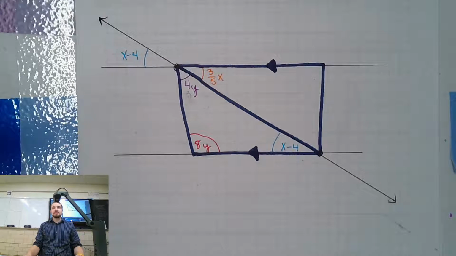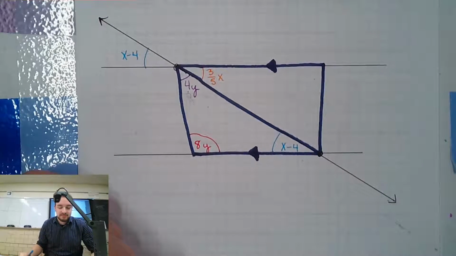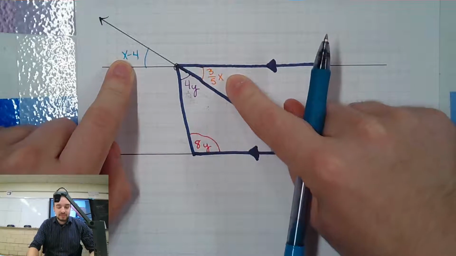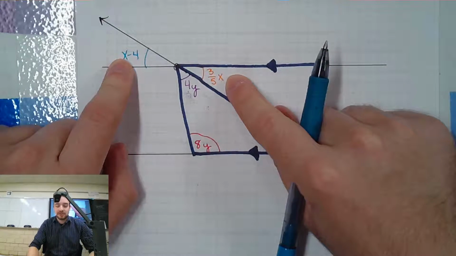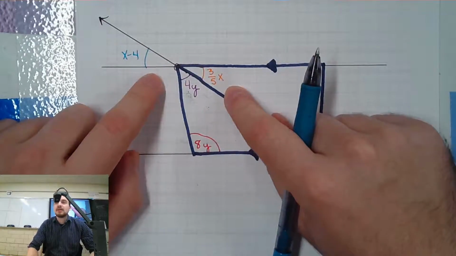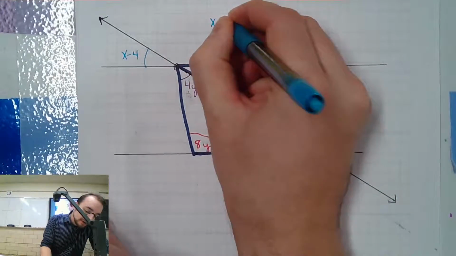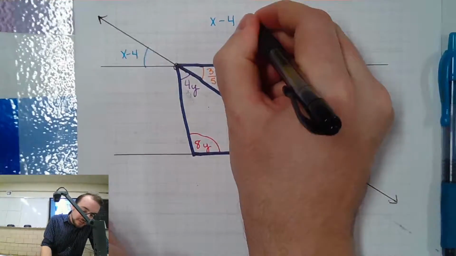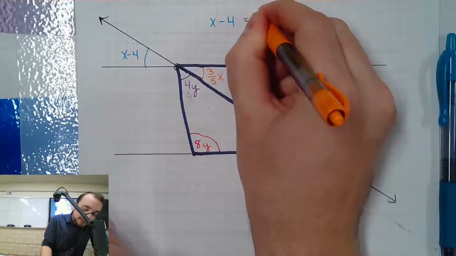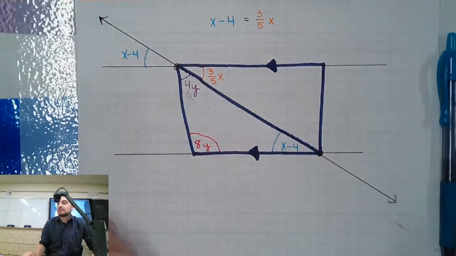What does this tell us? Anyone other than Taylor? X minus 4. Yeah, check it out. We have vertical angles here, right? Which means these 2 angles are going to be congruent. Which means that x minus 4 equals 3/5 x. So that's handy.